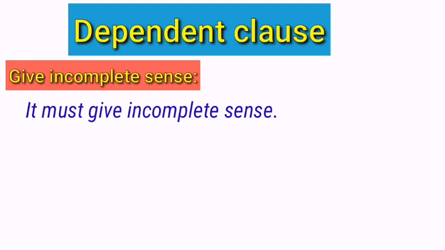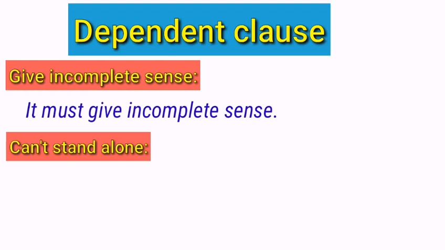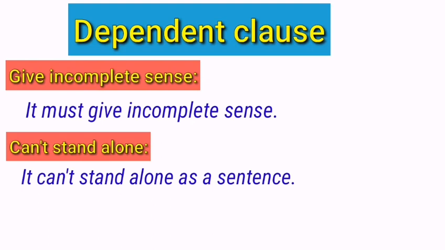The next point is: can't stand alone. By this point, it means that a dependent clause must not stand alone as a sentence. Simply, it means that a dependent clause can't stand alone because it has to depend on the main clause. That is why it is always attached to an independent clause. If we put aside the main clause from a dependent clause, then the dependent clause will not be able to stand alone. So, this is also one of the main distinctive points of a dependent clause.